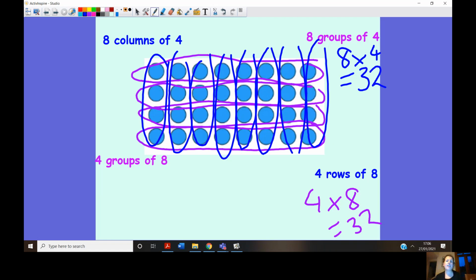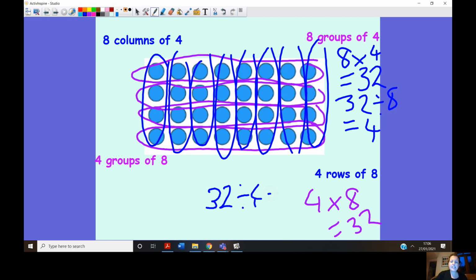We could also do our reverse division facts, our inverse. I know that 32 split into 8 groups is equal to 4, and that 32 split into 4 groups is equal to 8. You might have spotted a little link between the 8 times table and the 4 times table, but we'll have a look at that later in the week.